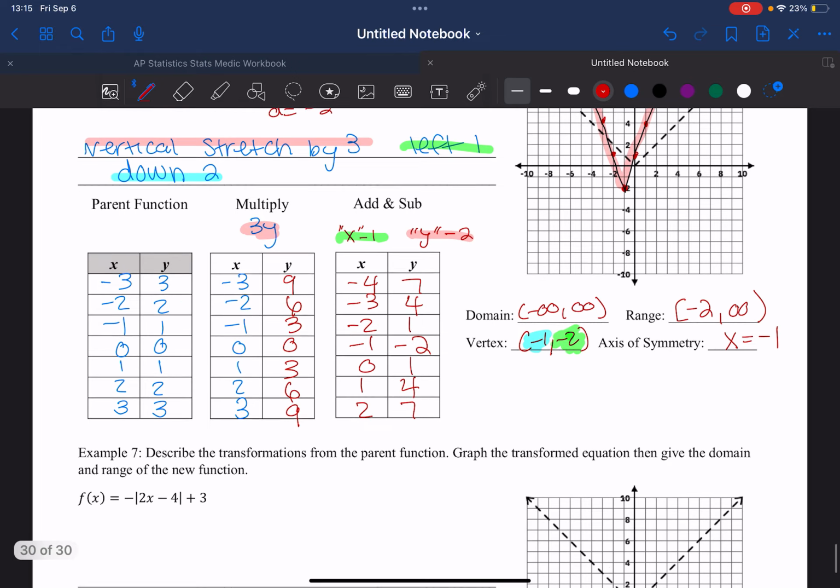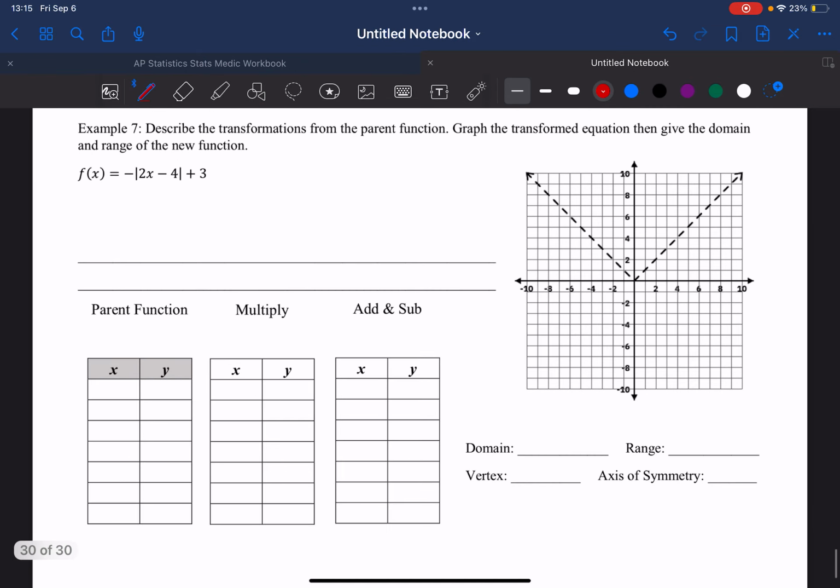Okay. For example 7, I wanted you guys to try this on your own. So if you haven't already, pause the video, try it on your own, and then push play to see if you did it correct. So in number 7, we're doing the same thing. We are first looking at this function and labeling our A, B, C, and D. So our A value is -1. Our B and C value we can't get just yet, but our D value is 3.